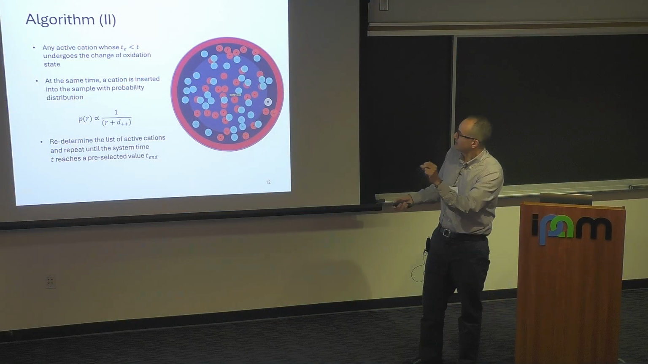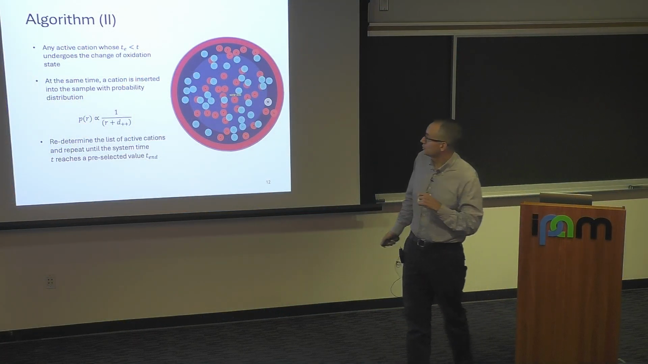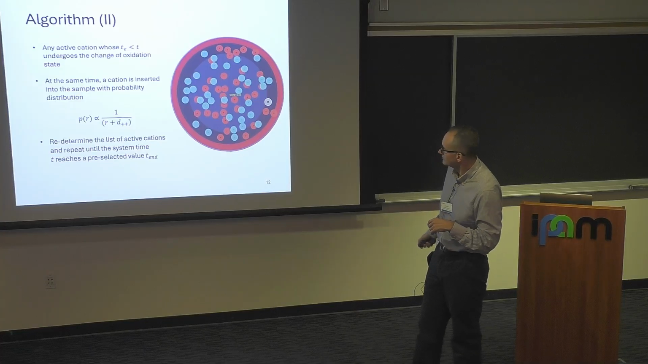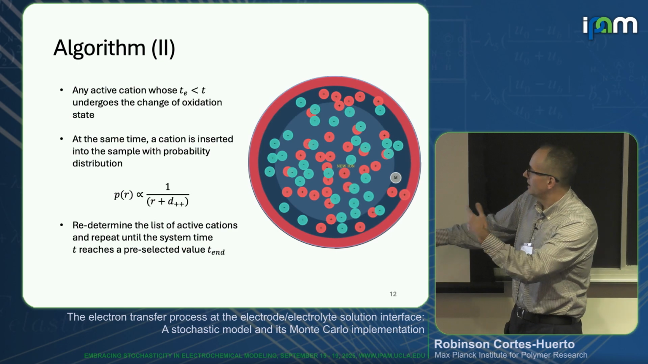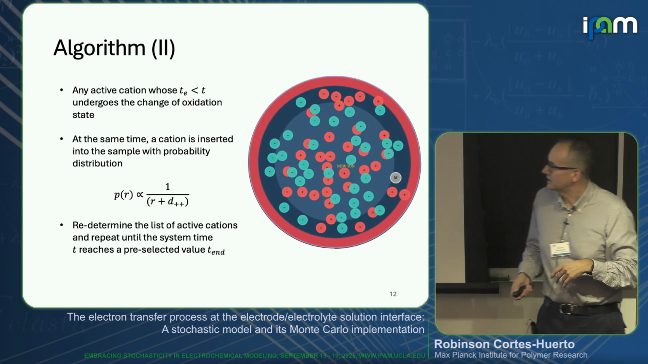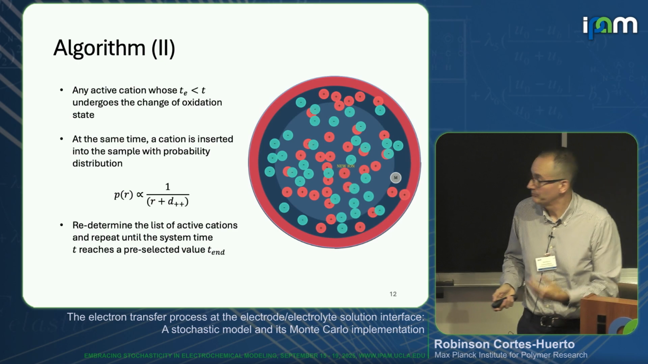So then we insert this cation with this probability distribution as given here. Then we update the list of active cations, and we keep going with the simulation until we reach some final time.